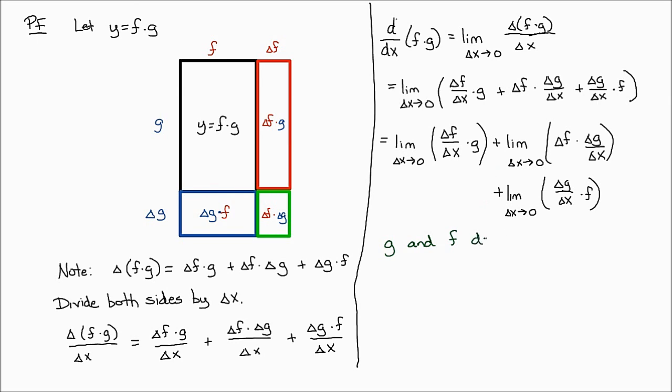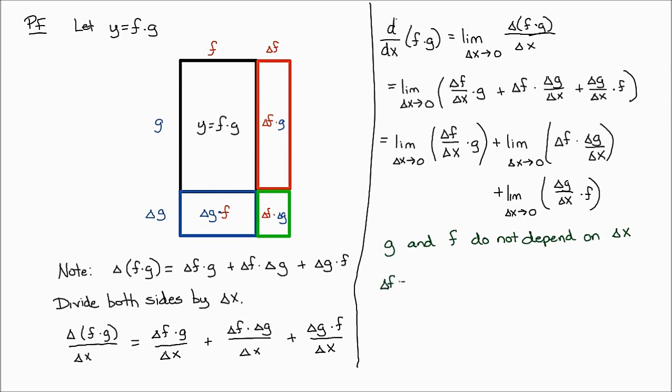So they do not depend on a slight wiggle in x. Remember, these things, g gets an x plugged into it, f gets an x plugged into it. The stuff that gets more than an x plugged into it are things like delta f.